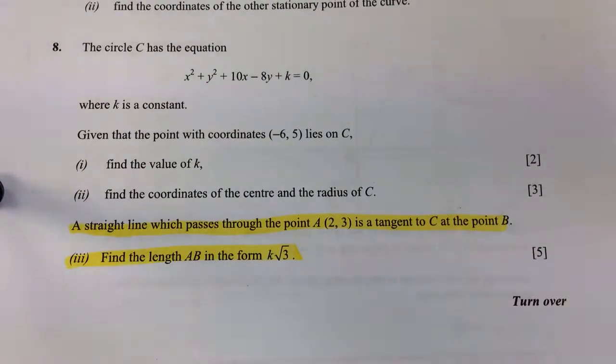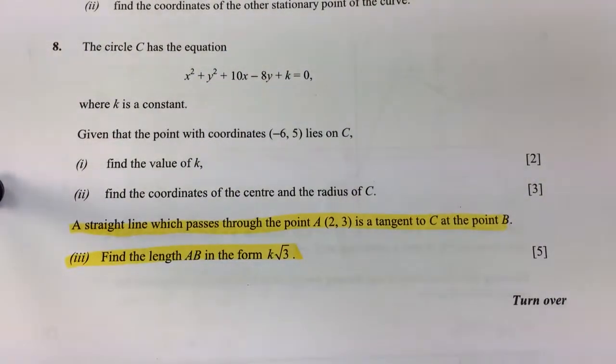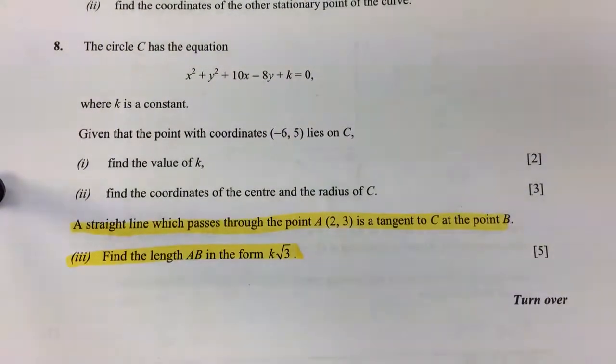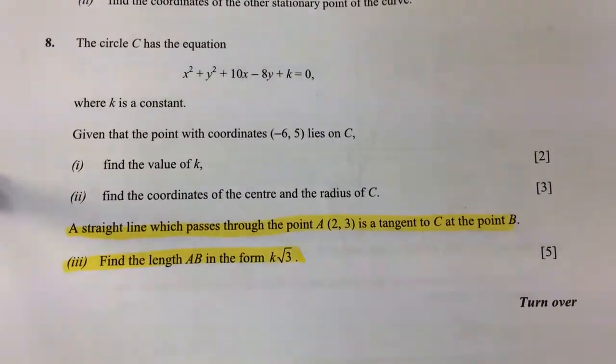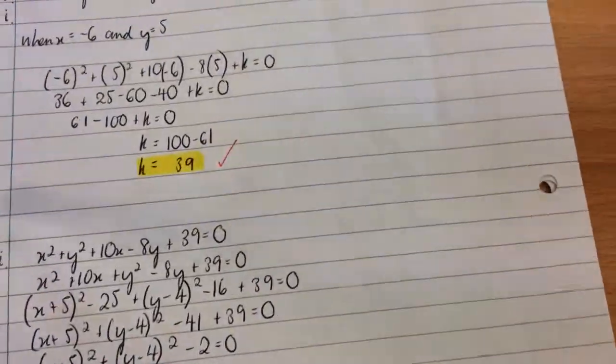We're doing a Core 1 question here, and we're going to go over the third bit in a little bit more detail. So the circle C has the equation x squared plus y squared plus 10x minus 8y plus k equals 0, where k is a constant. Given that the point with coordinates minus 6, 5 lies on C, find the value of k. So that's 2 marks. Let's listen to my guest presenter talk about how we found the value of k there.